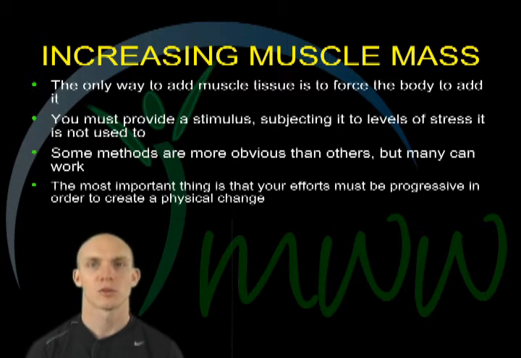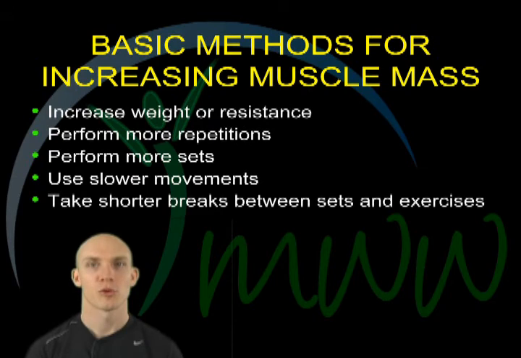It's most important to remember that your efforts at muscle building must be progressive in order to create the physical changes you seek. Some of the more traditional methods for building muscle mass include: increase the amount of weight you lift or the resistance, perform more repetitions than you have in the past, increase the number of sets you perform, use deliberate slower movements, and take shorter or fewer breaks between exercises within a single set, and between the sets themselves.